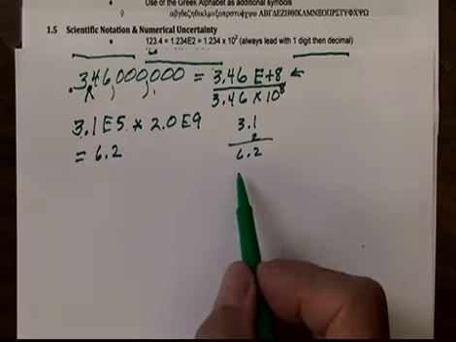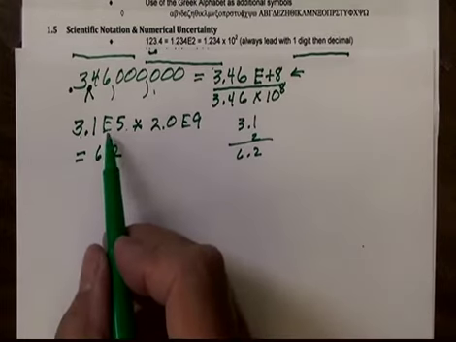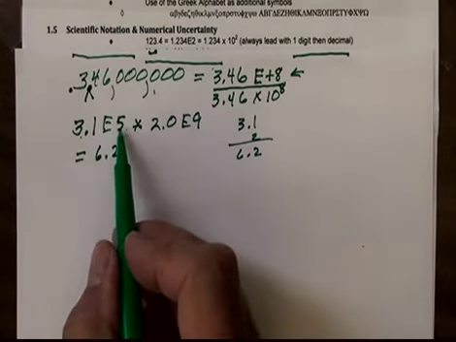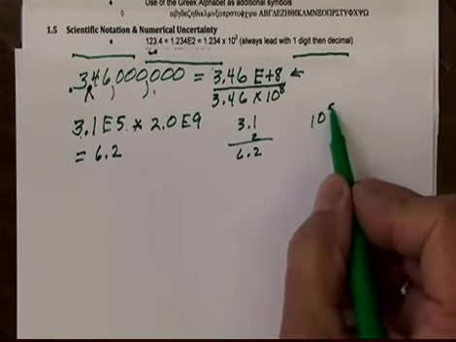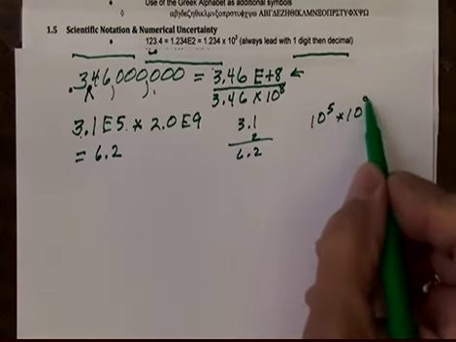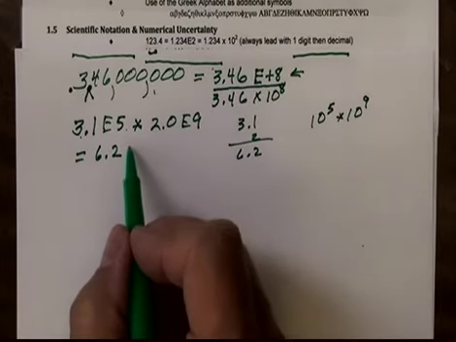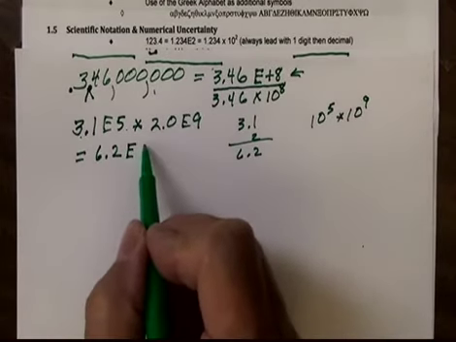Now, what power of 10? We have 10 to the 5th power here times 10 to the 9th power here. So 10 to the 5th times 10 to the 9th will give us 10 to the 14th. So this would be e to the 14th.